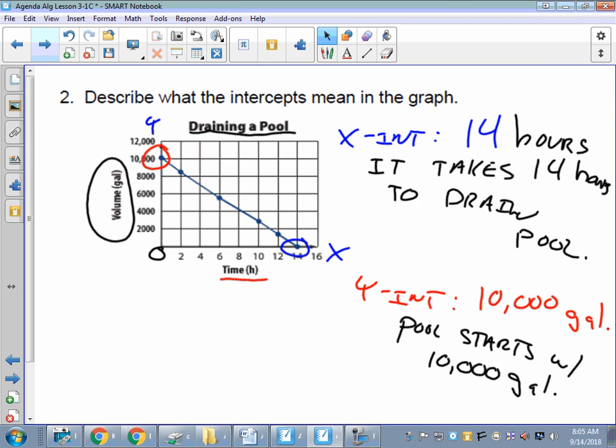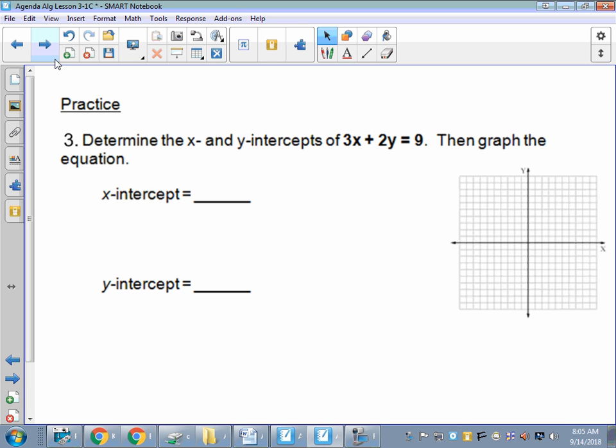Okay, so pretty simple there, looking at the graphs, what the x and y intercepts are, and then describing what they mean. Okay, all right, next up, determine the x and y intercepts of 3x + 2y = 9, and then graph that equation over to the right on that graph. So we're going to take this equation, 3x + 2y = 9.